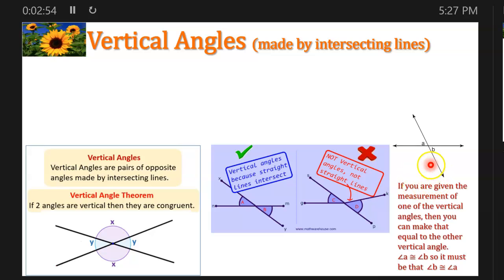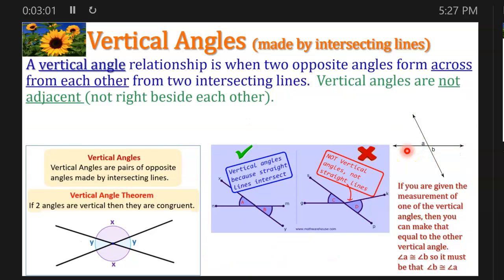If you're given the measurement of one vertical angle, then you can make that equal to the other one in order to solve. Okay, so let's read this. A vertical angle relationship is when two opposite angles form a cross from each other from two intersecting lines. Vertical angles are not adjacent, or not right beside each other. So they'll always have a common point in between them, but they're not adjacent.